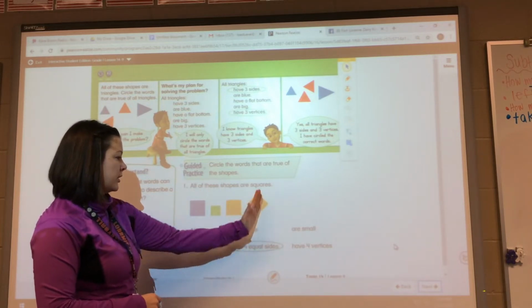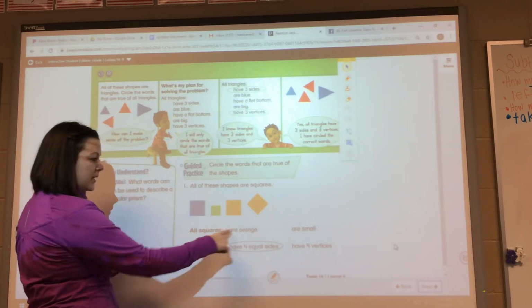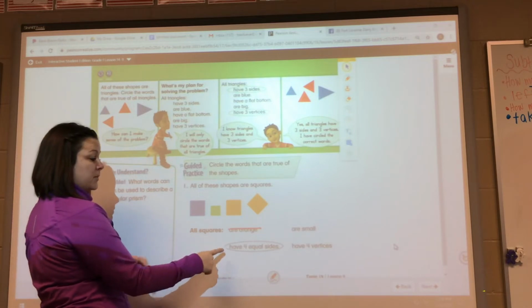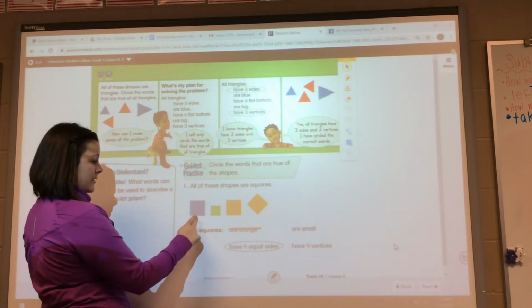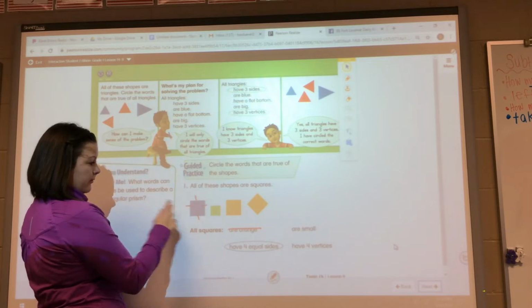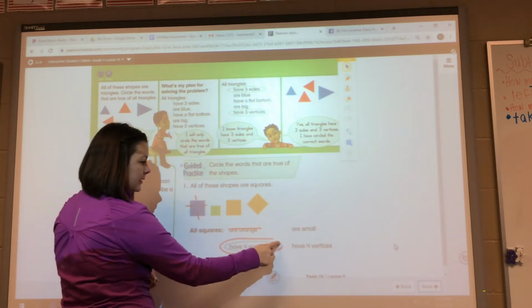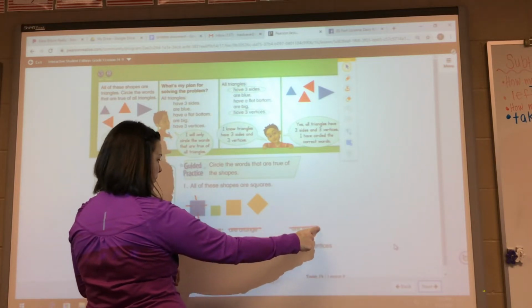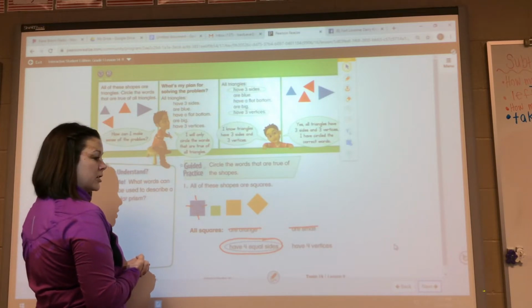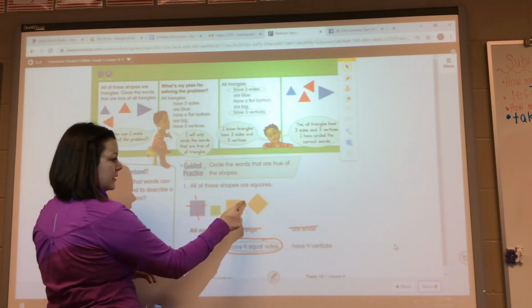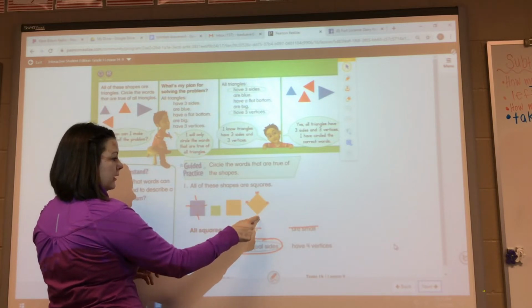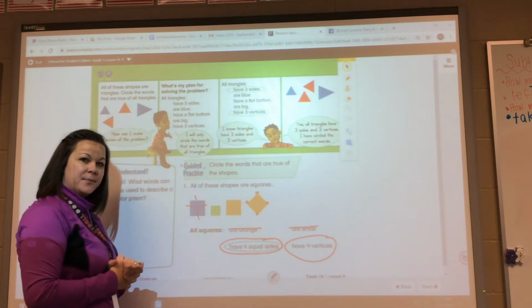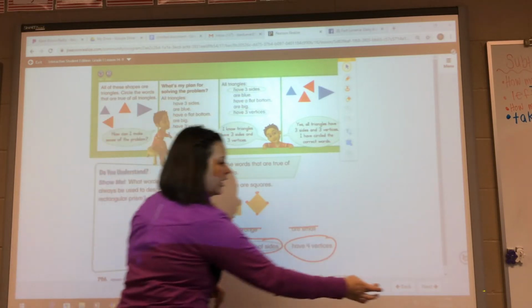So when we look at all of these shapes, are they all squares because they're orange? No. Are they all squares because they have 4 equal sides? 1, 2, 3, 4. Yes. Are they all squares because they're small? No. Are they all squares because they have 4 vertices? 1, 2, 3, 4. Yes. Okay? So let's turn the page and look at our next ones.